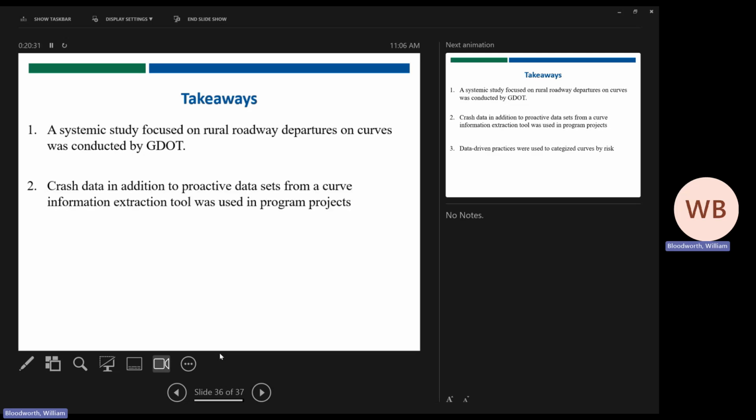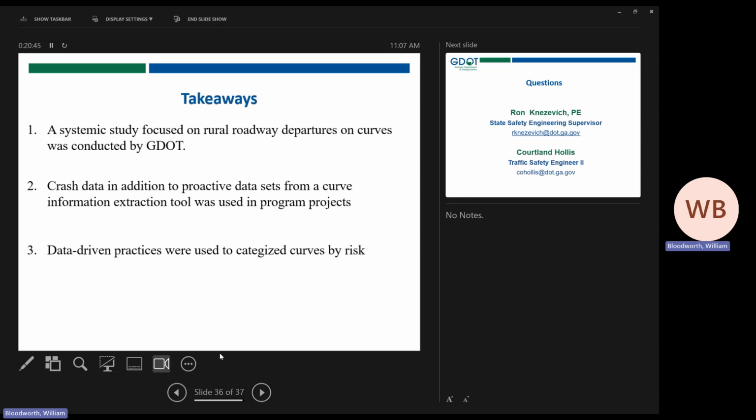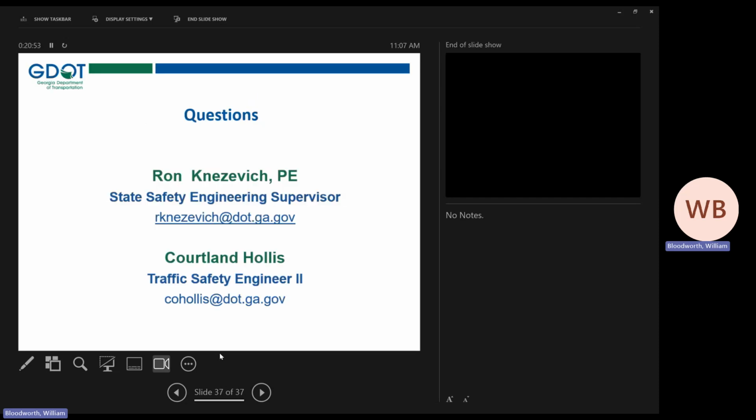We used crash data in conjunction with proactive data sets from that curve information extraction tool. This was for state routes. We're building this for off-system routes as well. It should be coming up soon. The project is already kicked off. And then we leveraged all that data to categorize curves into different risk levels and program different countermeasures depending on the curve risk. So thank you guys very much.